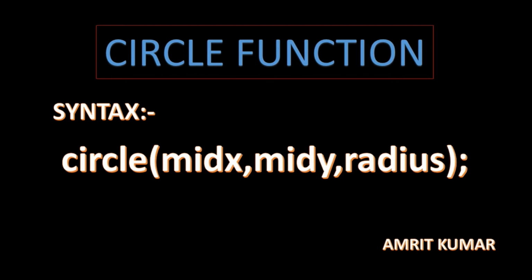Here is the circle function, which helps us to draw a circle. It is a predefined function in the graphics.h header file. The function name is circle, and you need to provide the mid x, mid y and the radius of your circle. Then a semicolon is needed. This is the syntax part, and I am now going to elaborate the code.